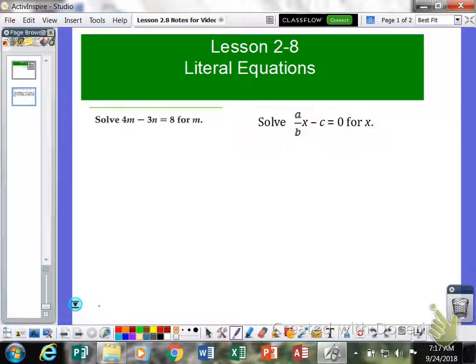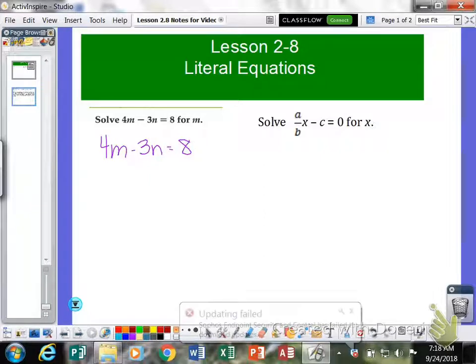So for example, solve 4m minus 3n equals 8 for m. I basically don't care about the 3n. I don't need to know what n is. I just want to manipulate the equation so that m is by itself. So I'm just going to rewrite my problem here so I have room, because I write big.